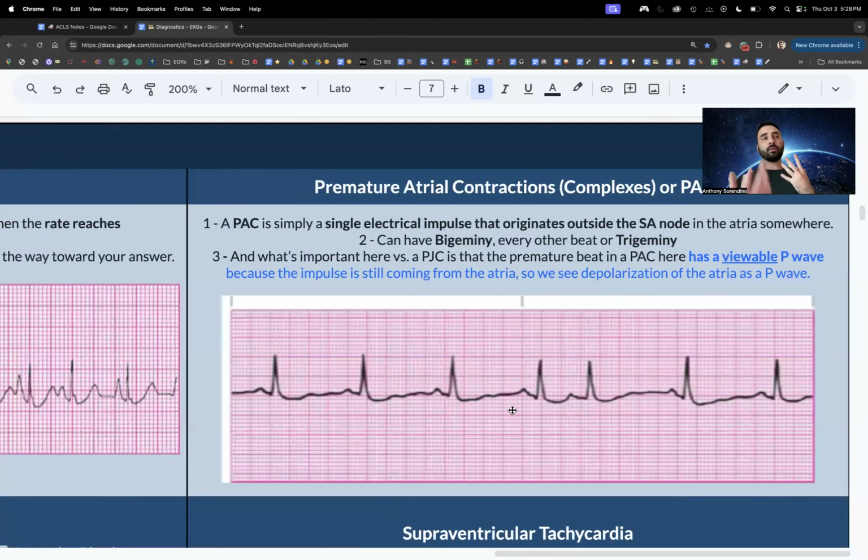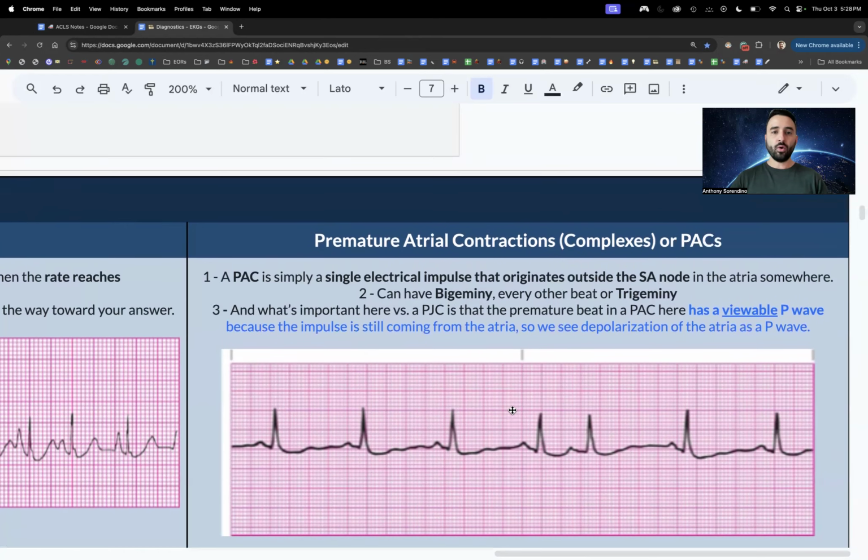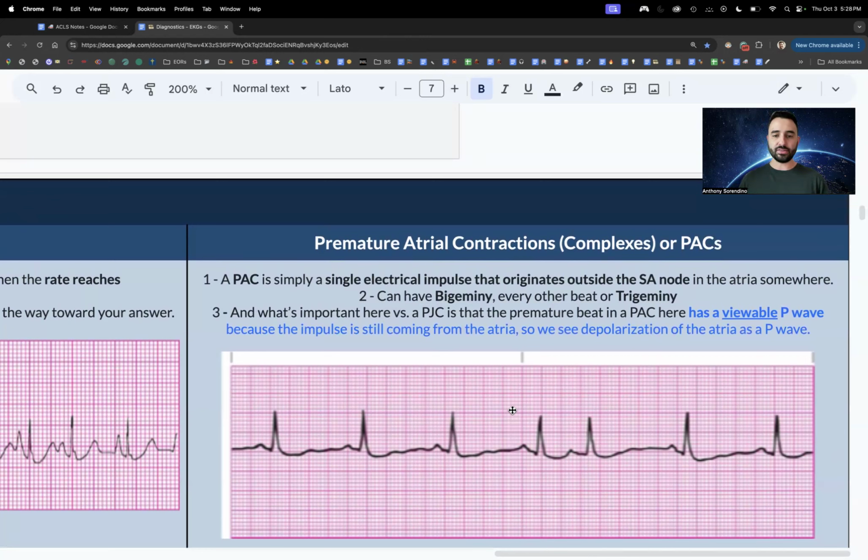So each type of rhythm has its own premature beat. This is a premature atrial contraction, or a premature atrial complex, or a PAC. You're going to see a regular rhythm: here's our P wave, here's our QRS, P, QRS, P, QRS, and then P, QRS. And then this one looks like it came a little too quickly. If you see the P wave, which means the beat is originating in the atria, that's how you know it's a PAC. And we'll look at the other premature beats as well.